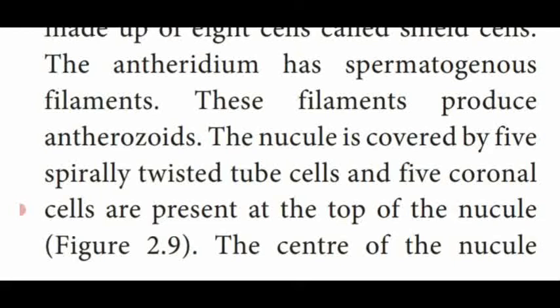Next, nucule. The nucule is covered by spirally twisted tube cells, which are 5 in number. That means the nucule is surrounded by 5 spirally twisted tube cells, and 5 coronal cells are also present at the top of the nucule.